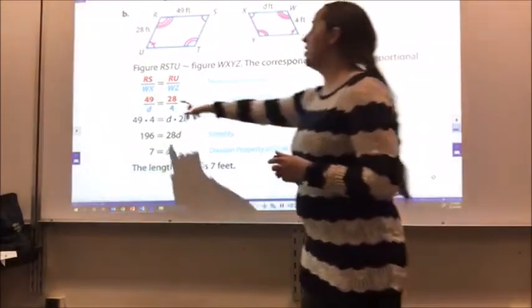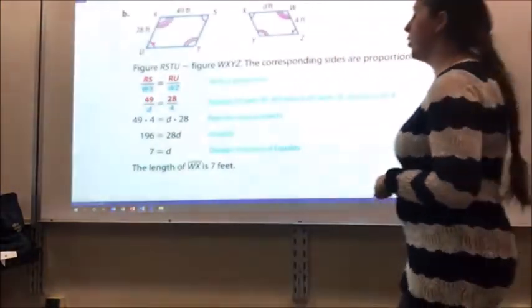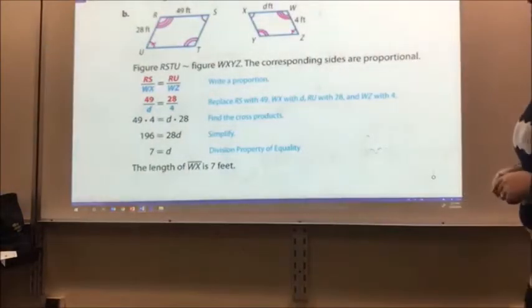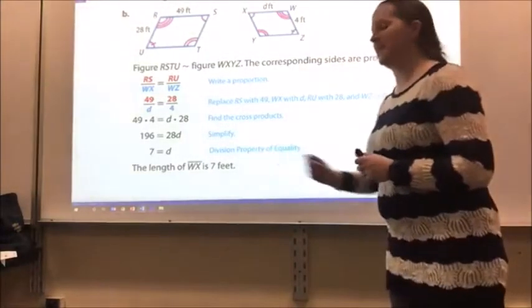So 49 over D equals 28 over 4. Multiplying by the butterfly, 49 times 4 and D times 28, so 196 equals 28D. I divide both sides by 28, so I get 7. So D is 7, so the length of WX is 7 feet.